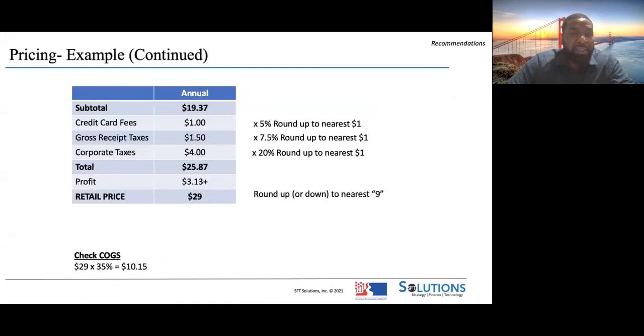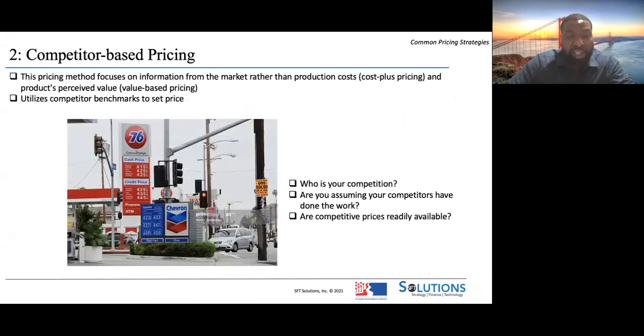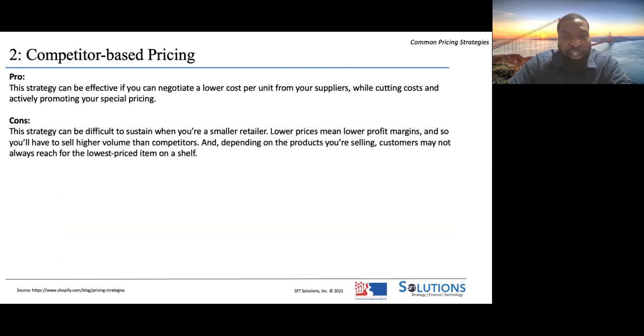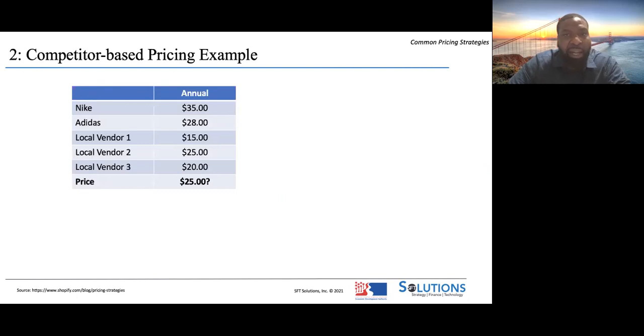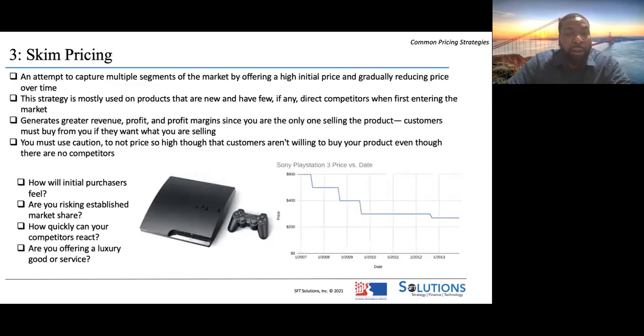It's also easy to look at what your competition is doing and say, if I'm going to sell a hamburger, these are other companies that are selling hamburgers, and this is what I should charge. I guess it would be about $20 for a hamburger. Skim pricing might work for a special event.